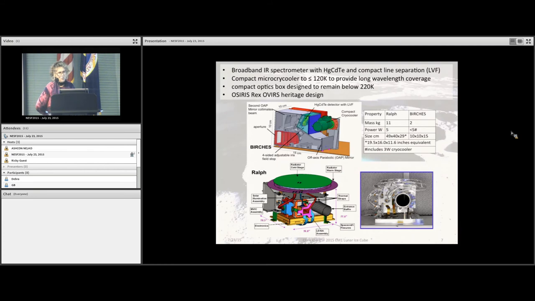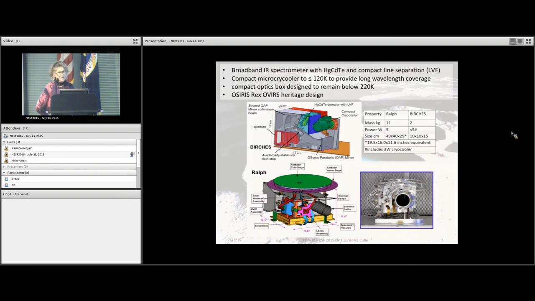And we are also incorporating a compact tactical microcooler developed by Ricor. This is basically to keep the detector extremely cold. Our goal is 120K or below, so that we can provide longer wavelength coverage, essentially above 3 microns, especially.